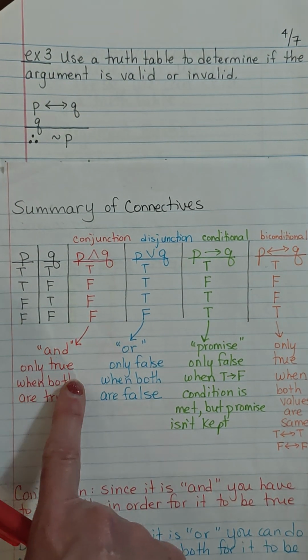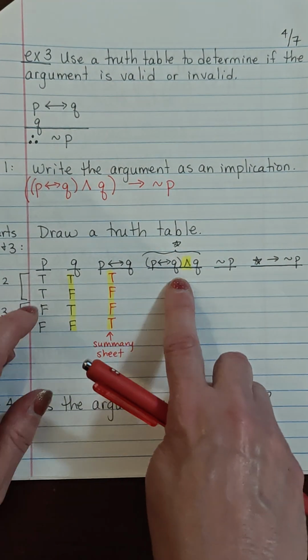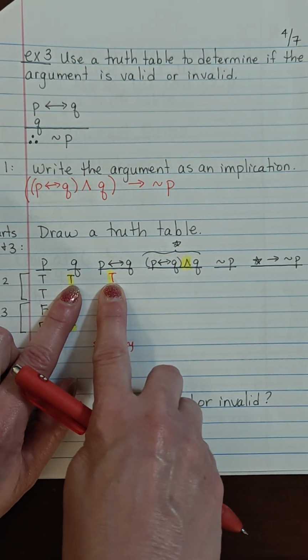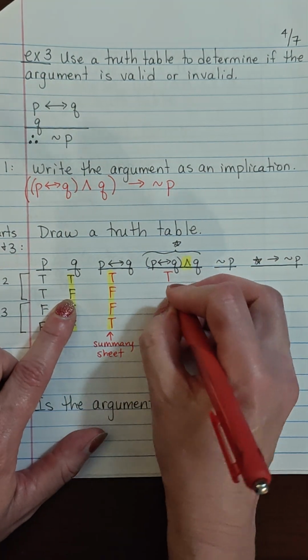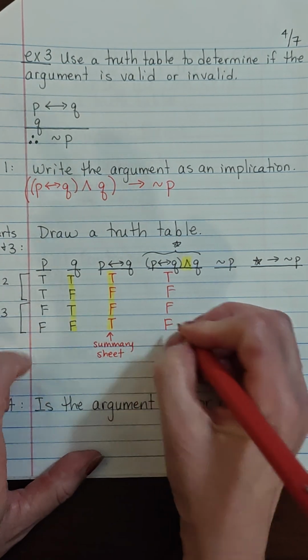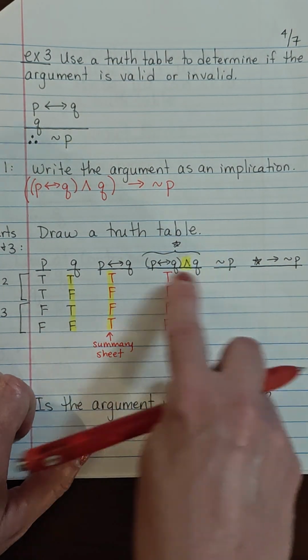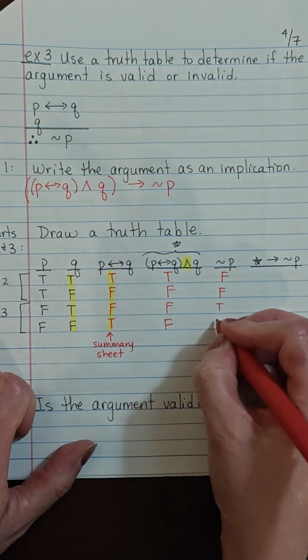The conjunction, the and, is only true when both are true. Are both true? No, they're not both true. Those are not both true. Those are not both true. The not P is the opposite of P. So that'll be false, false, true, true.